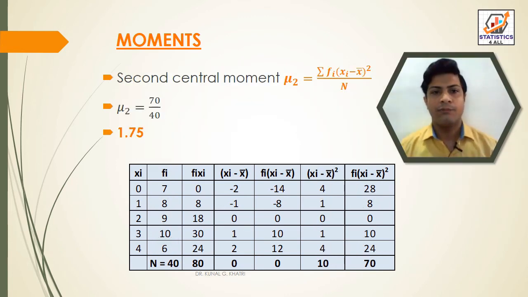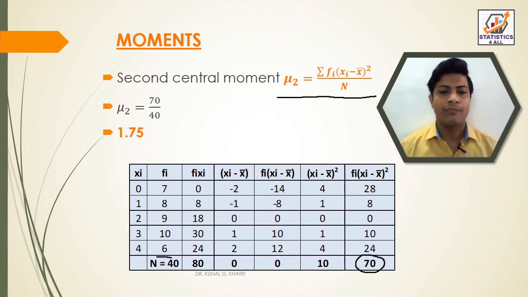Now we'll put in the formula of the second central moment, that is mu2 is equal to sigma fi into (xi minus x bar) whole square divided by n. Here sigma fi into (xi minus x bar) whole square is equal to 70 and n is equal to 40. So we'll put in the formula, mu2 is equal to 70 by 40. We get 1.75.